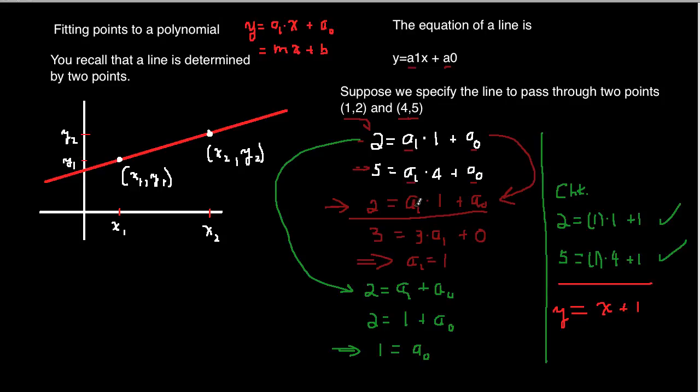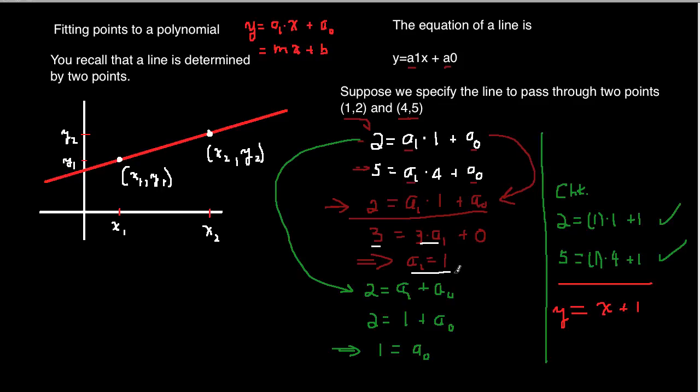1 times a1, subtracted from 4 times a1, gives me 3 times a1. So that's what I have right here, 3 times a1. And 2 from 5 gives me 3. So when I subtract this equation from that equation, I get 3 equals 3 times a1 plus 0. 3 equals 3 times a1. That means that a1 equals 1.